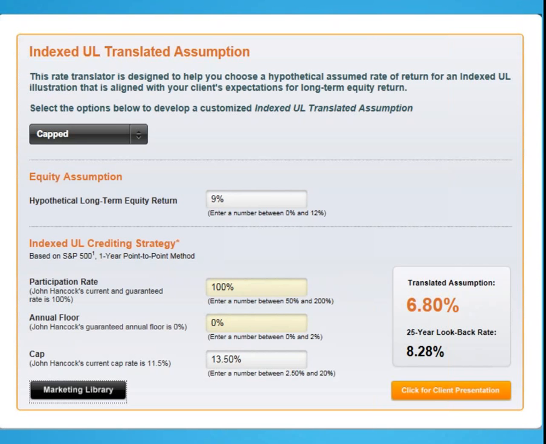So their expenses may be less, and the product might look better, but in reality, it has a much lower chance of giving the client that return. That is what's so useful about this tool.